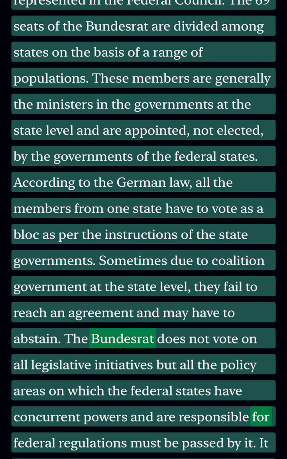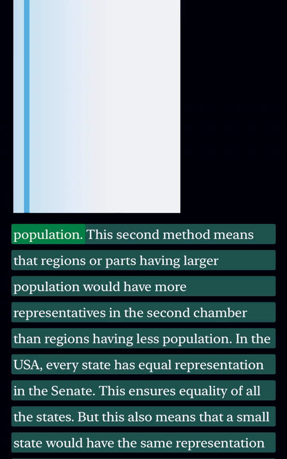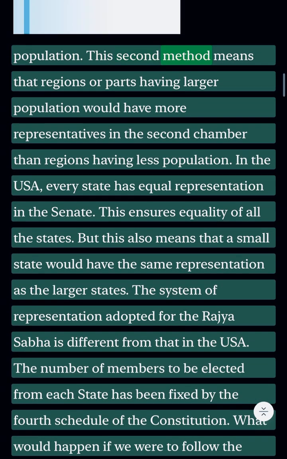The Bundesrat does not vote on all legislative initiatives, but all the policy areas on which the federal states have concurrent powers and are responsible for federal regulations must be passed by it. It can also veto such legislation.